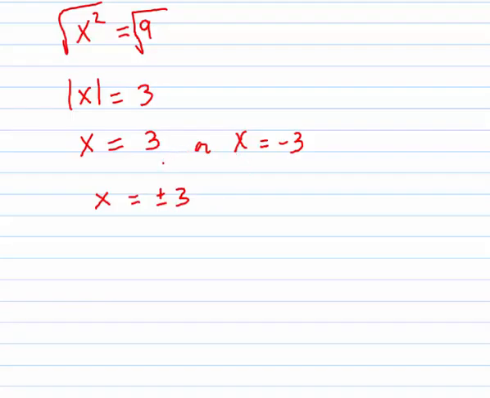So there's two solutions. We started with x squared equal to 9. Does 3 work? Yes. 3 squared is 9. Does minus 3 work? Yes. Minus 3 squared is 9. And that's basically the square root property.